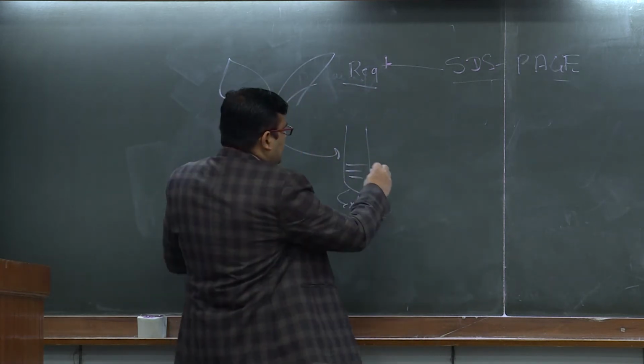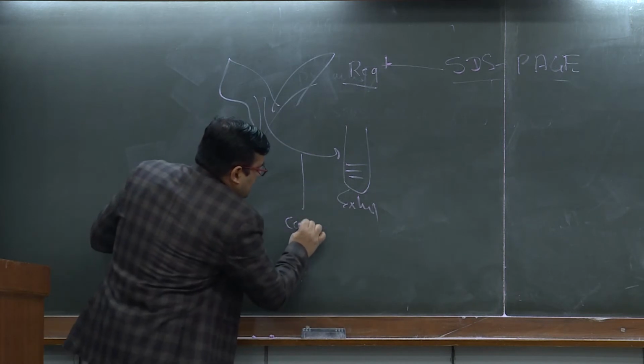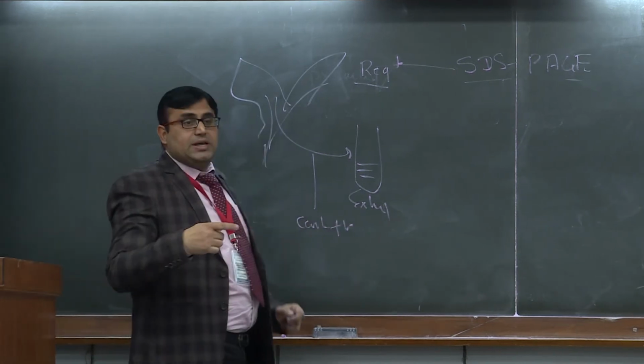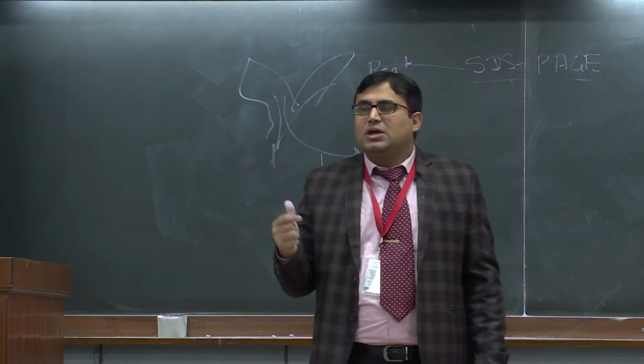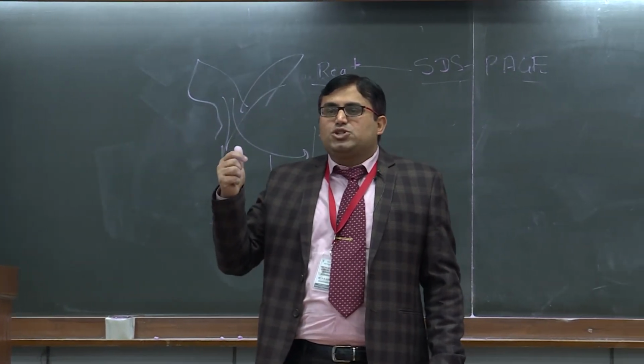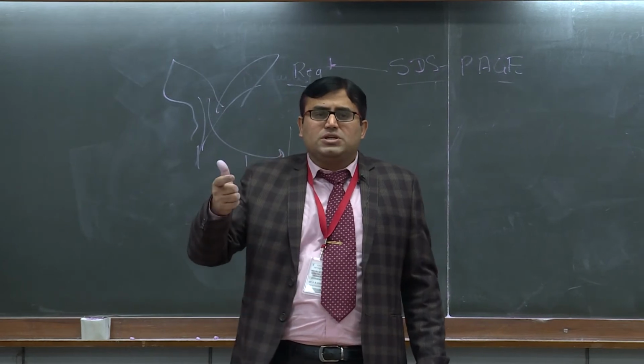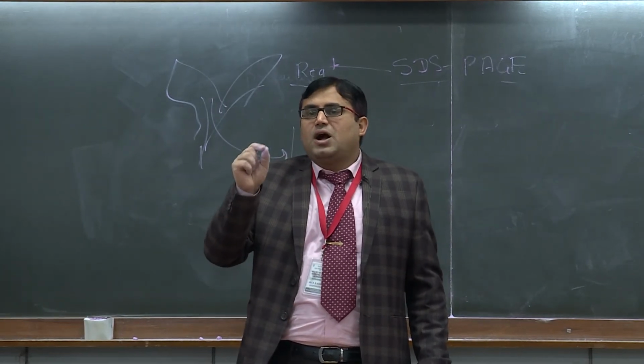Then comes centrifugation. In the case of protein, this is a difference between proteomics and molecular biology. Here the speed should be 15,000 to 18,000 RPM and the minimum time should be half an hour.